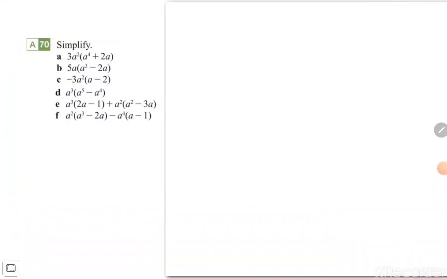Right, ladies and gentlemen, good morning everybody. In this video I want to explain how to simplify exercise 7.0, where you get some higher powers inside the brackets and outside the brackets. So let me just have a look at the first one, exercise A.